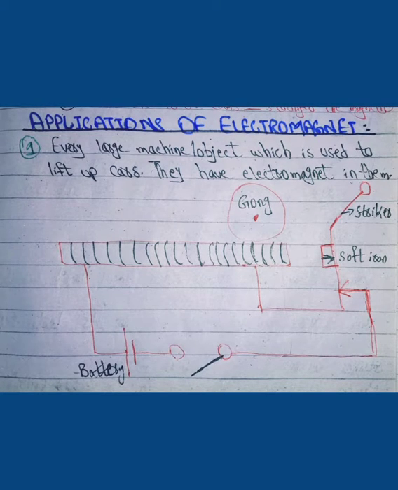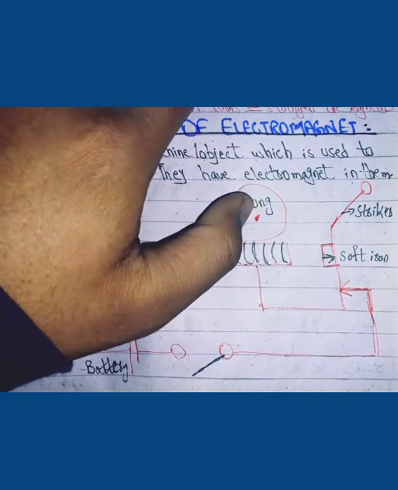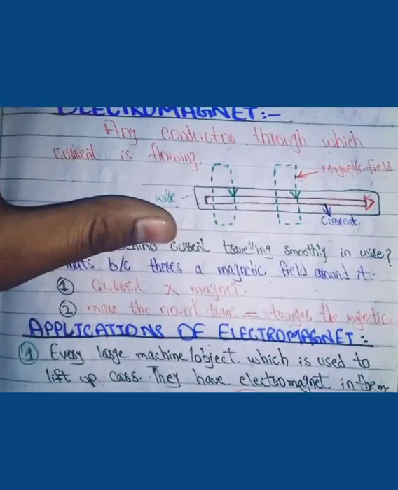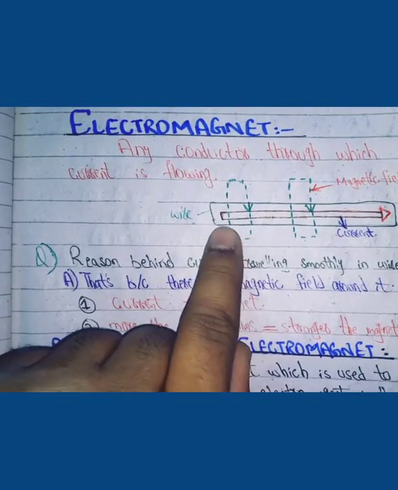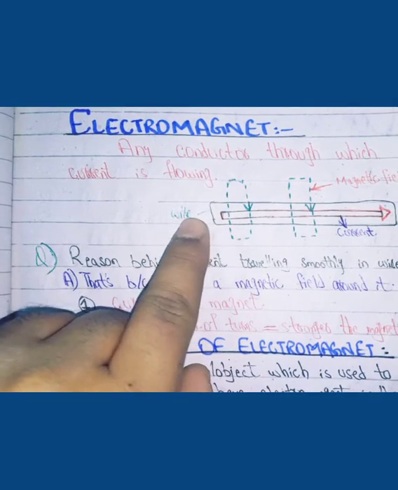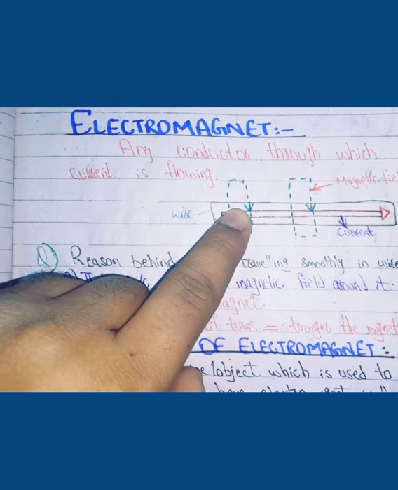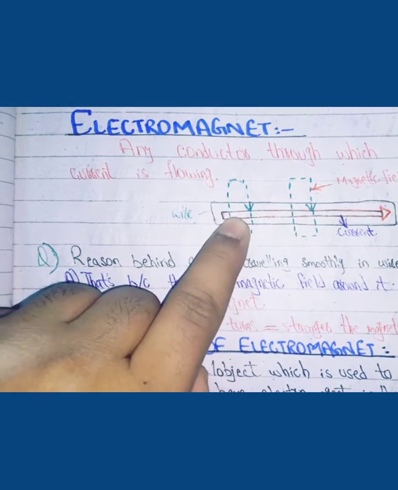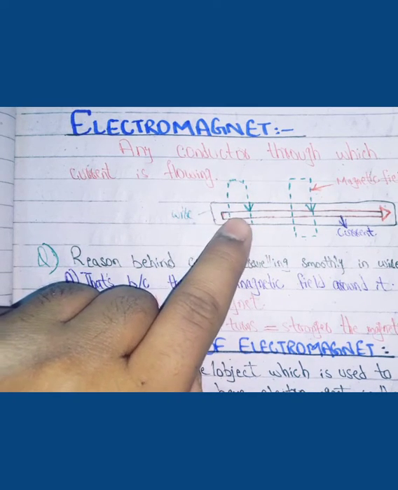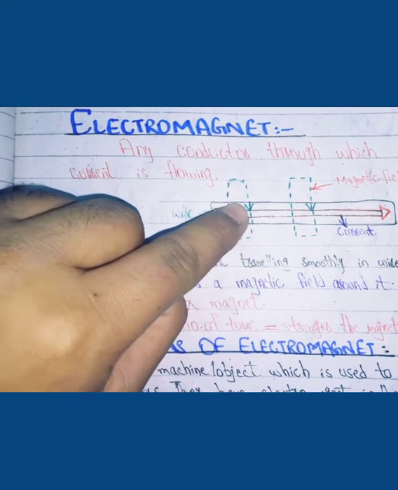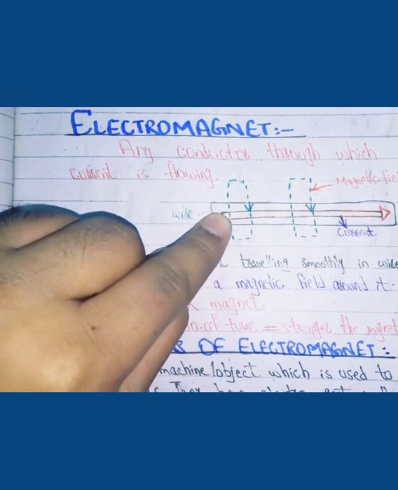I want to give an overview of electromagnetism before going to electric bell. So electromagnet is any conductor or wire through which the current is flowing. So here is the wire, and the current is flowing through it. Whenever the current starts flowing through it, a small amount of magnetic field is created around the wire.